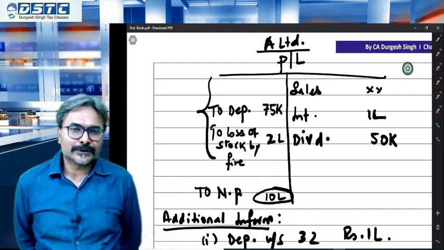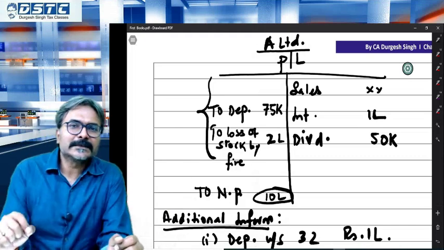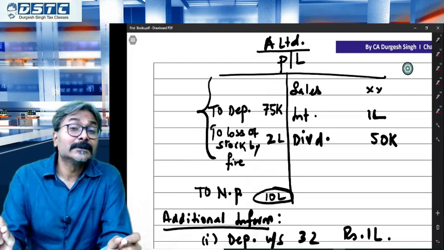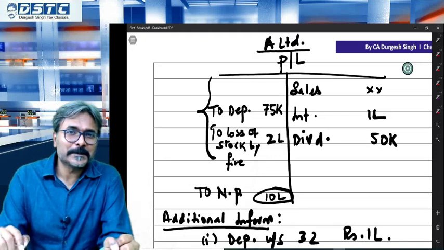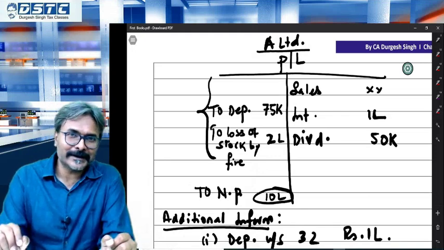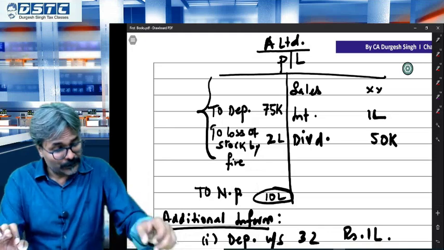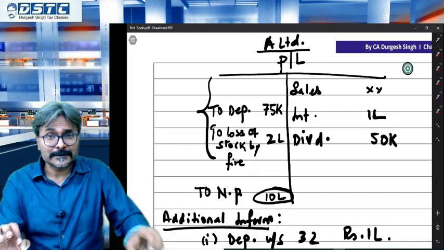This is my question to all of you. What do you say? Under the head PGBP, whether this loss, students, is it allowed to you as a deduction? Or shall I put it from another angle? Can anyone in the class tell me? If you want to get the break, then you also have to answer the questions.